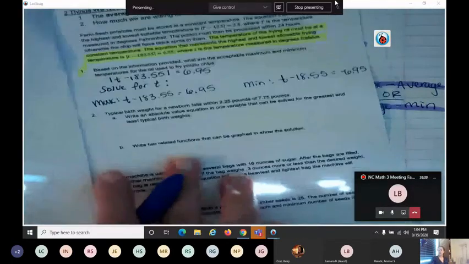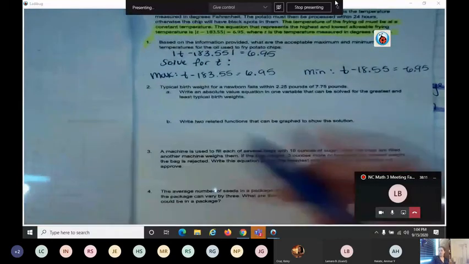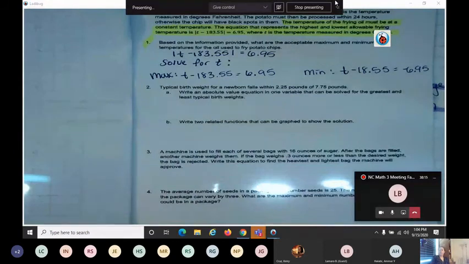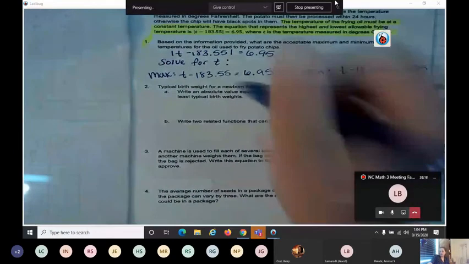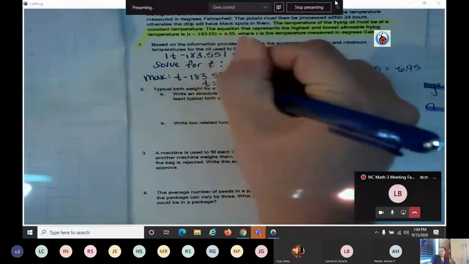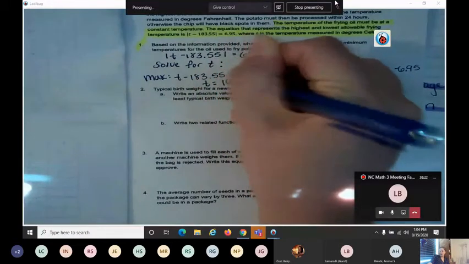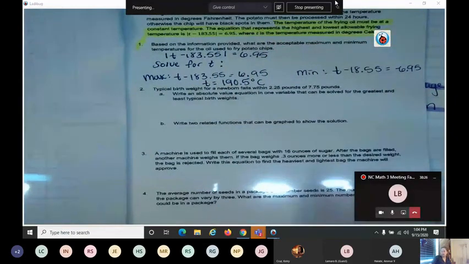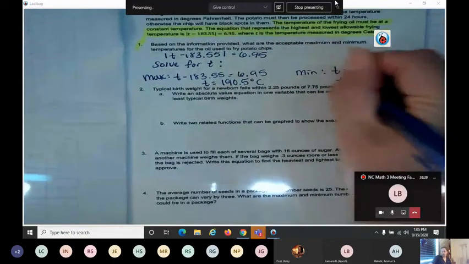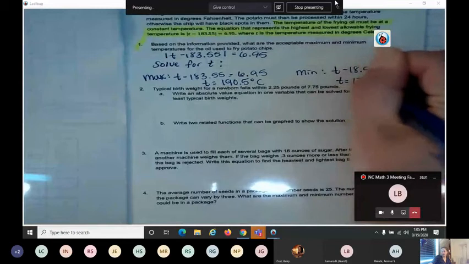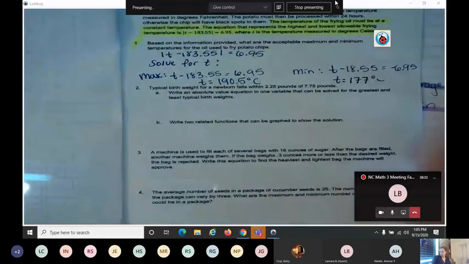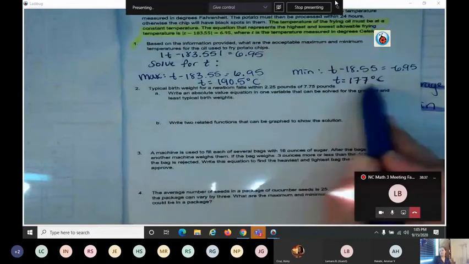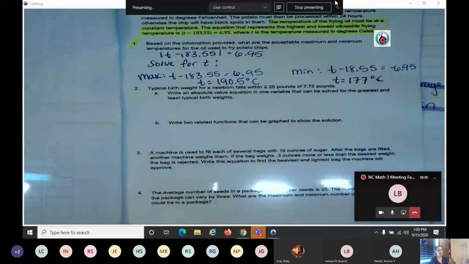So to solve these, I would add 183.55 to both sides, and I would do this for both equations, and we should get that T is equal to 190.5, and it tells us we're in degrees Celsius. And T is equal to 177 degrees Celsius. So we have our max temperature for frying and our min temperature for frying. What questions do you guys have about that problem?